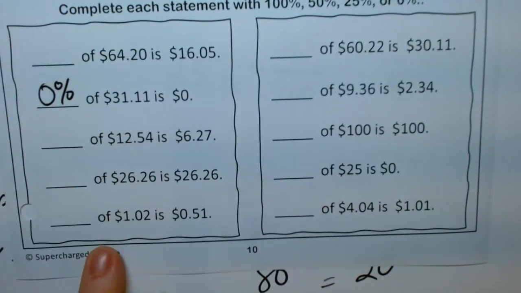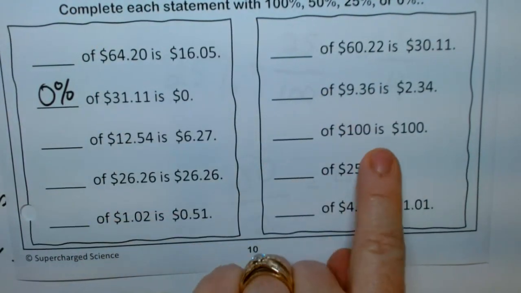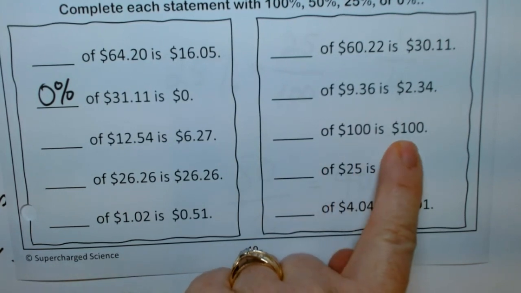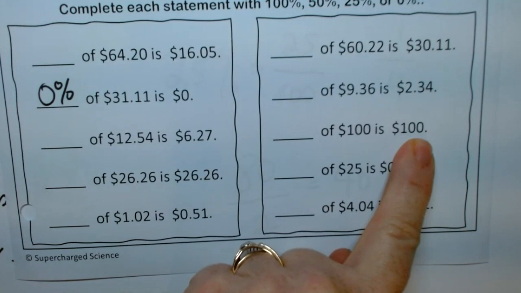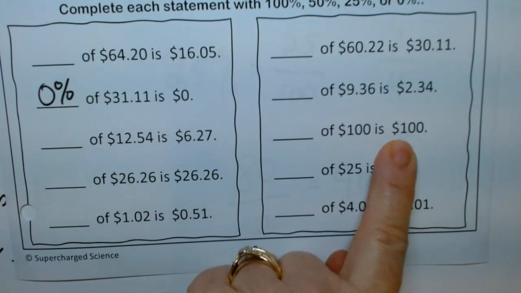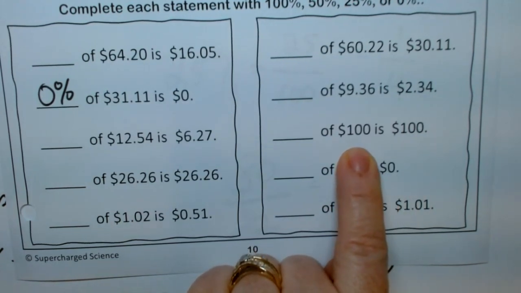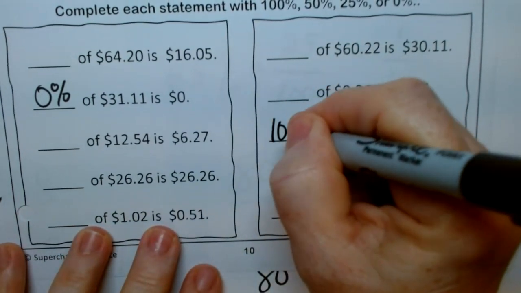All right, let's look for easy ones that we know. Okay, easy ones. Oh, wait, look, $100 and $100. What do you know about this one? What percent of $100 is $100? Can you do this one? If you get all of it, you get 100%.